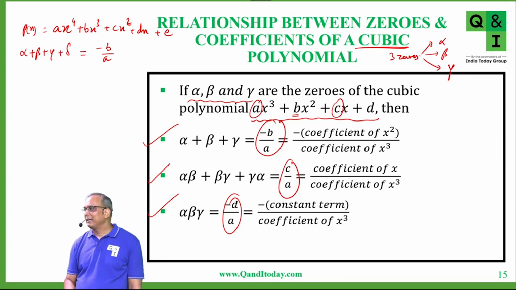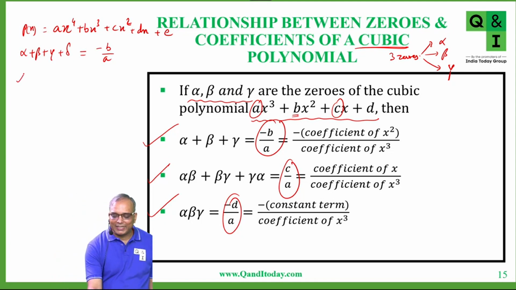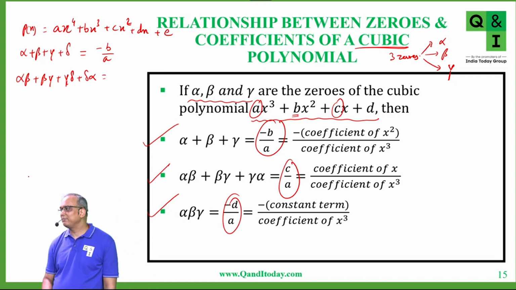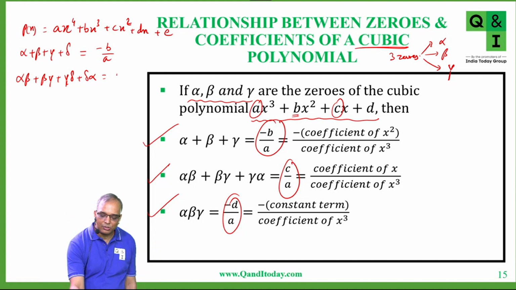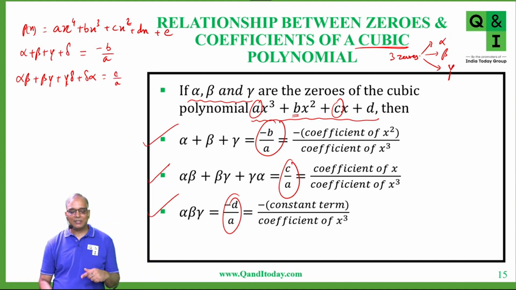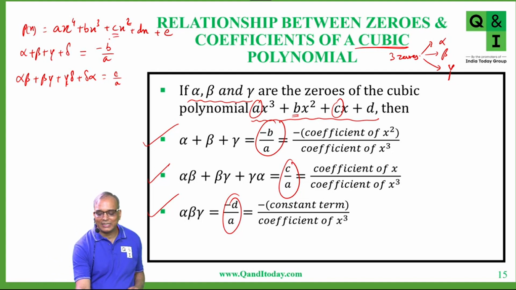Okay. Now taking two products at a time means alpha beta plus beta gamma plus gamma delta plus delta alpha. What will this be equal to? C by a, Raghavi. Very good. So this is c by a. Now, the sign is positive and we go to c, the second term.